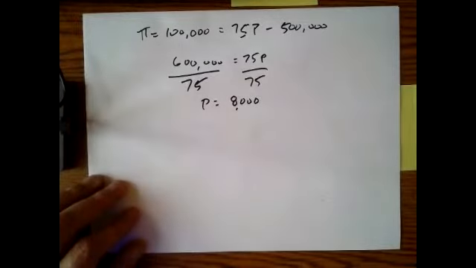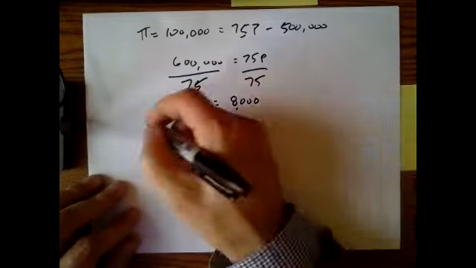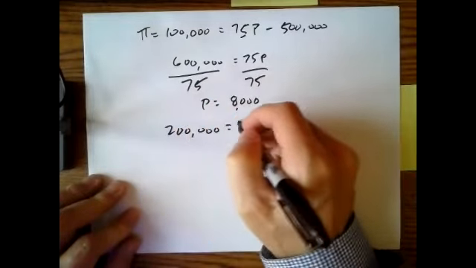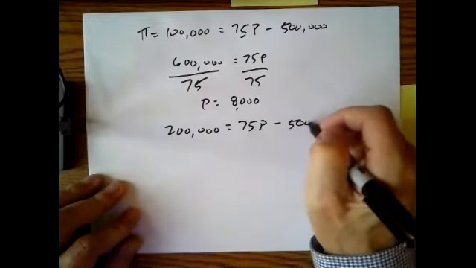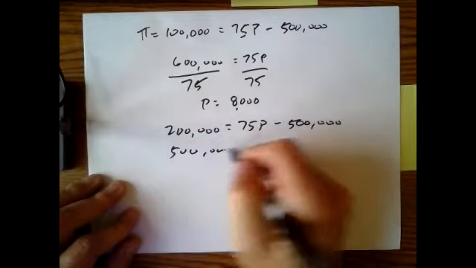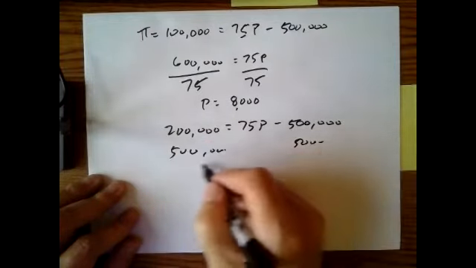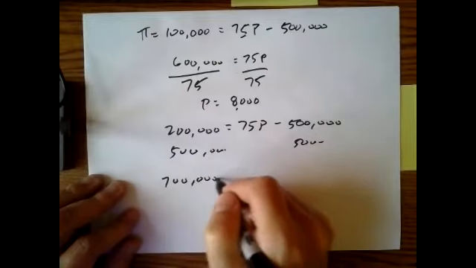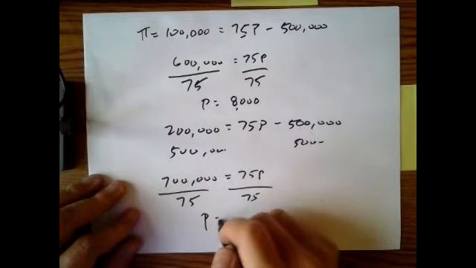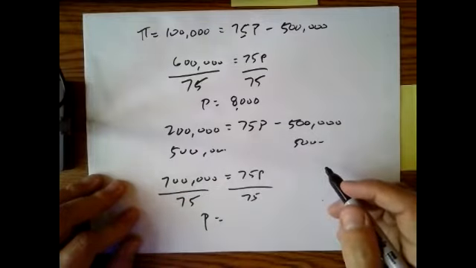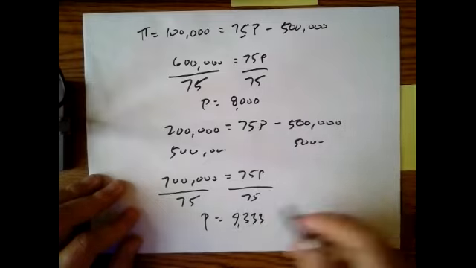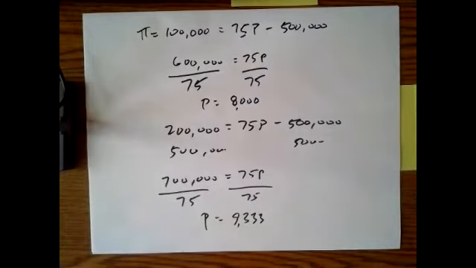For a profit of 200,000, same problem. We set profit equal to 200 instead of 100. Add 500 to both sides, and we've got 700 equals 75p, divide by 75, and you get P is equal to 9,333 procedures. Okay, not rocket science here, pretty simple.